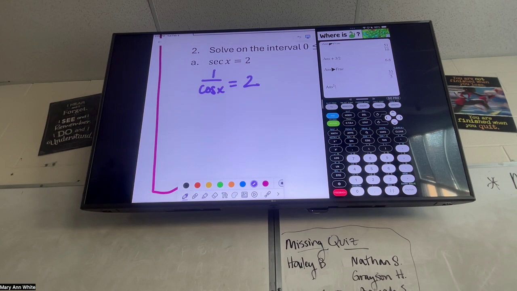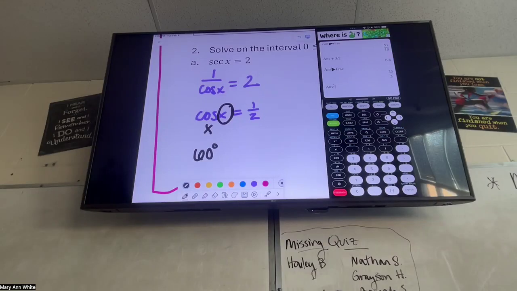Well, we're not used to doing 1 over cosine. We're just used to doing regular cosine. So if I flip 1 over cosine to just be normal cosine, what would the right side of my equation flip to be? 1/2. Cosine is which variable, x or y? Could you find which angle has a cosine or an x of 1/2? 60 degrees.